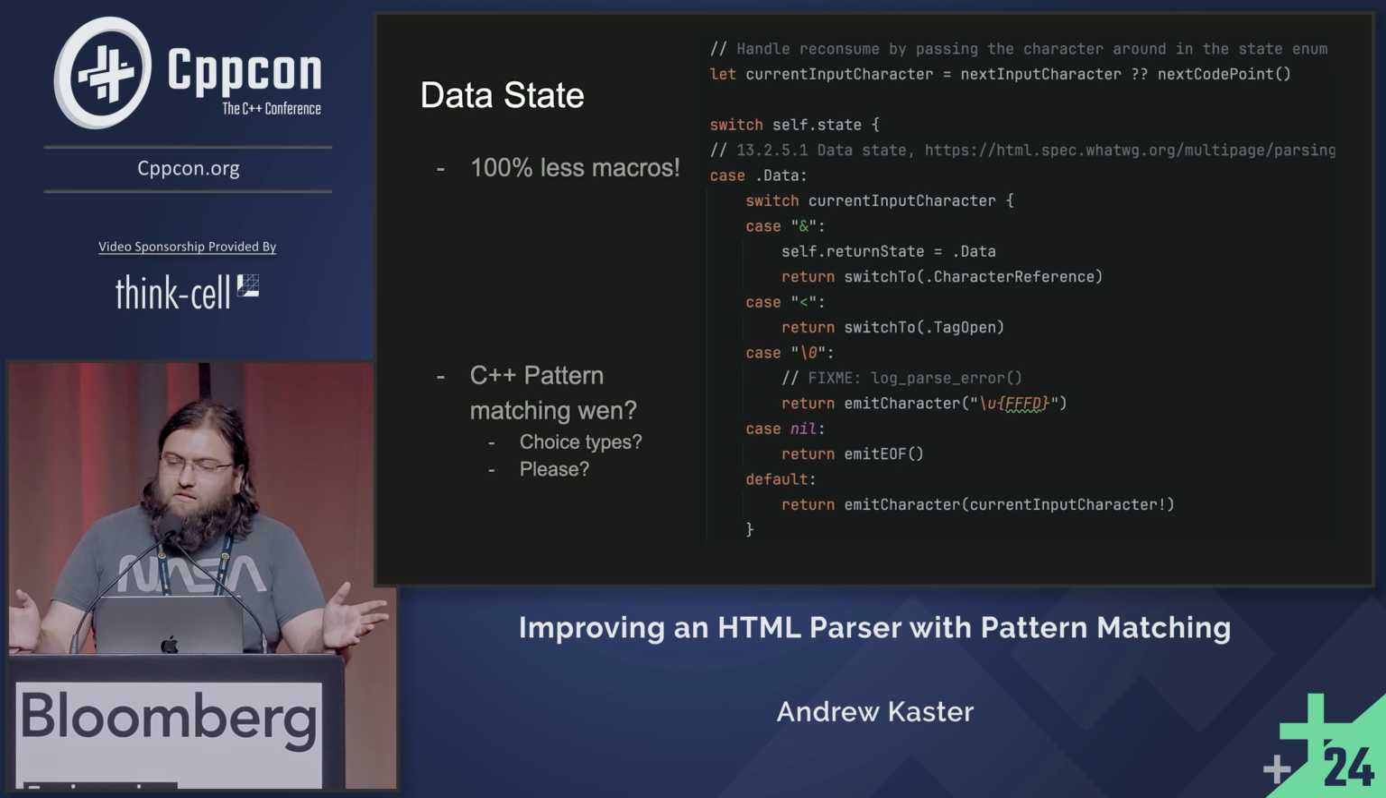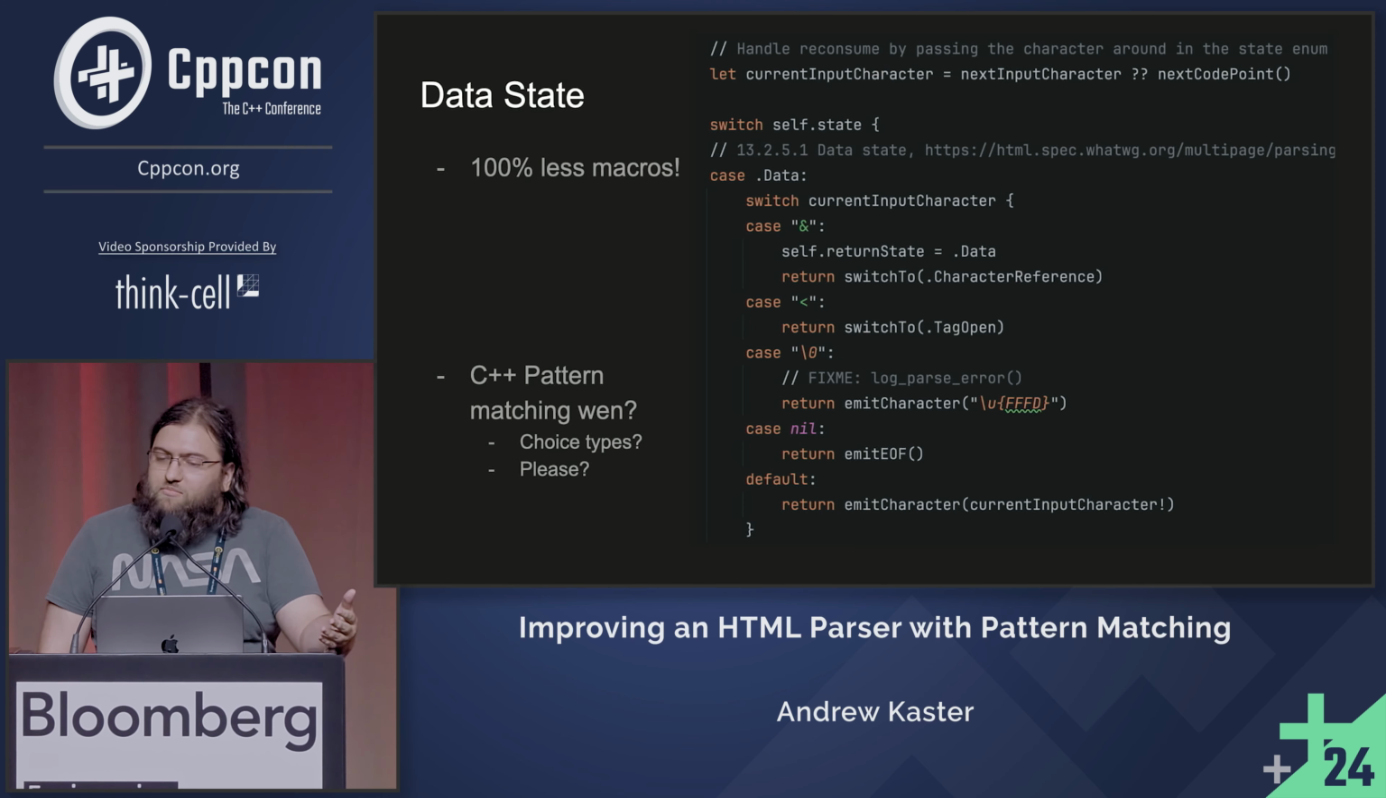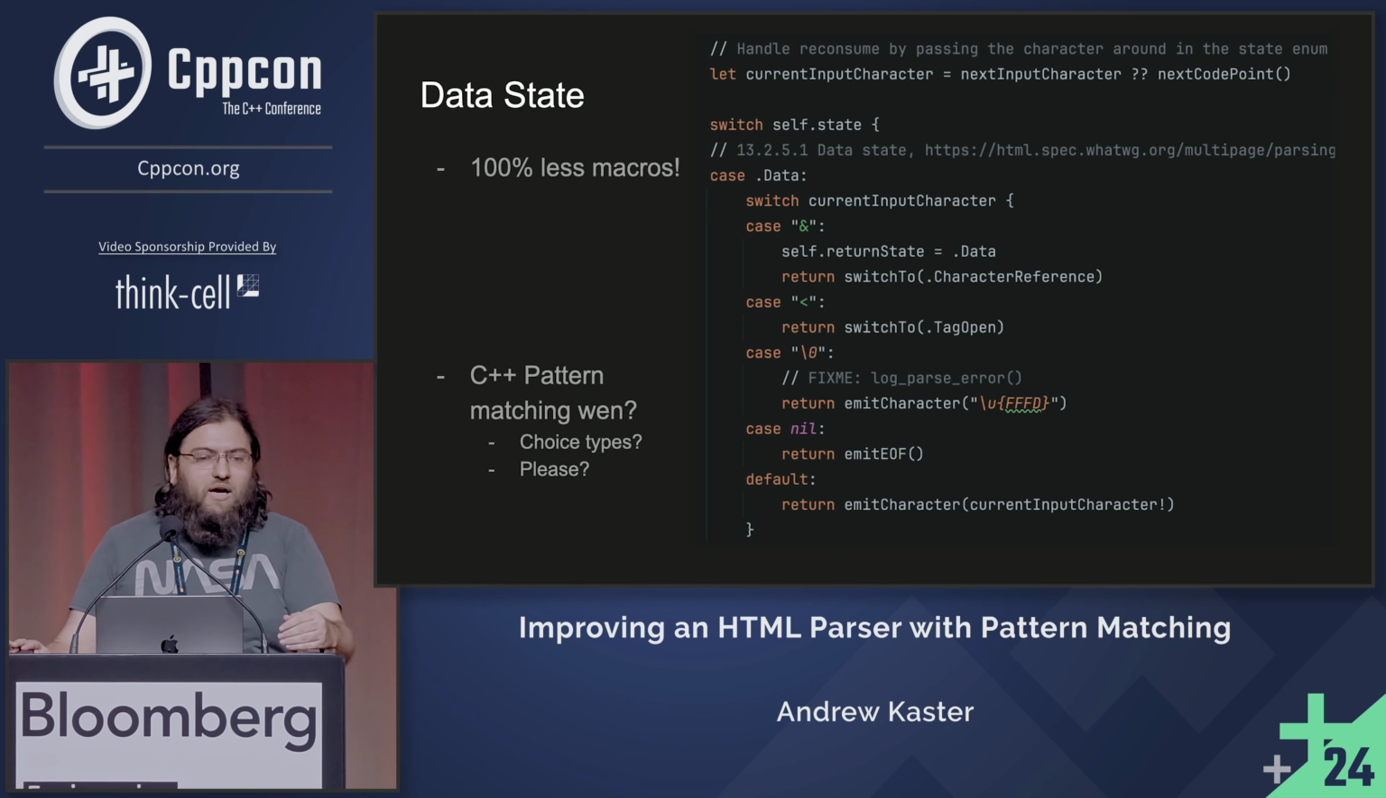And what does our data state look like? Well, this just looks absolutely pleasant, if you ask me. There's no macros, and we're just using pattern matching. We say, look at the current input character. Is it one of these? Is there no input character? Because we're actually matching on an optional here. Emit EOF, and it looks quite pleasant to me.